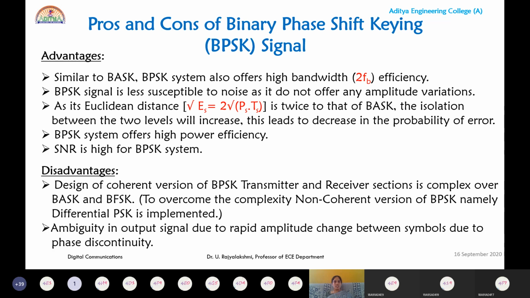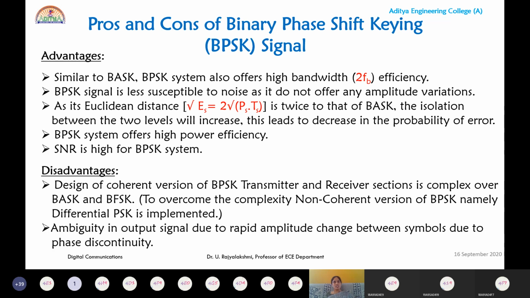So the design is difficult, and the second drawback is that due to these phase discontinuities, the amplitude suddenly changes. Wherever you have phase transitions from the actual value to a 180 degree phase shift, there will be an amplitude transition also. That amplitude change is rapid. So that's why we'll have ambiguity in the output signal.